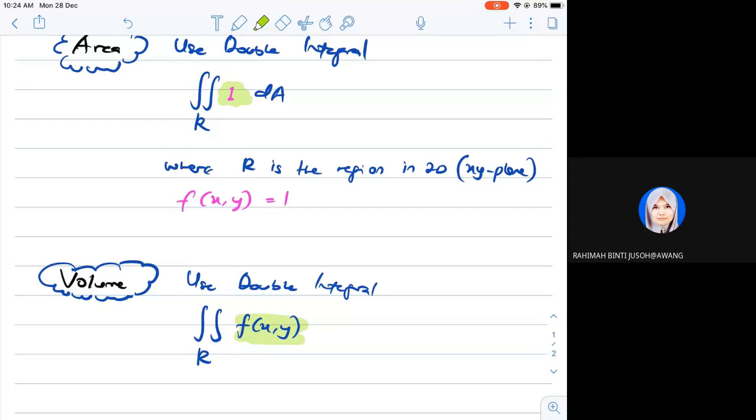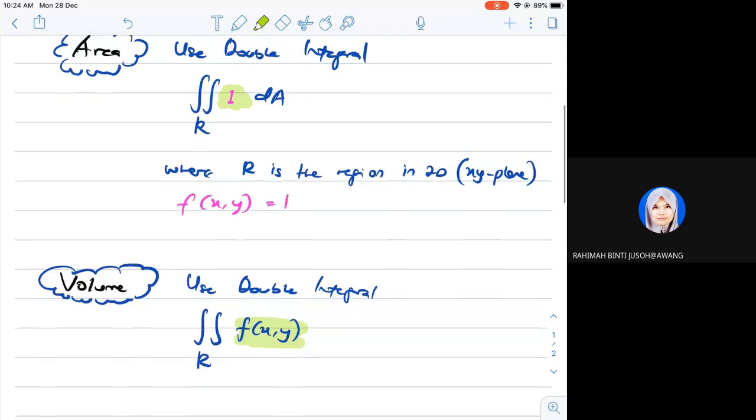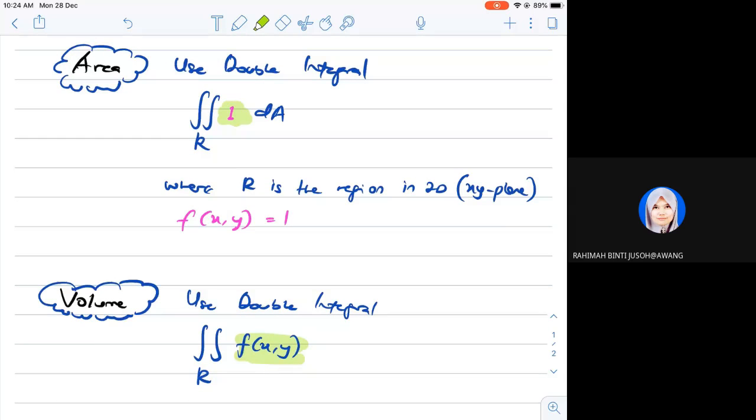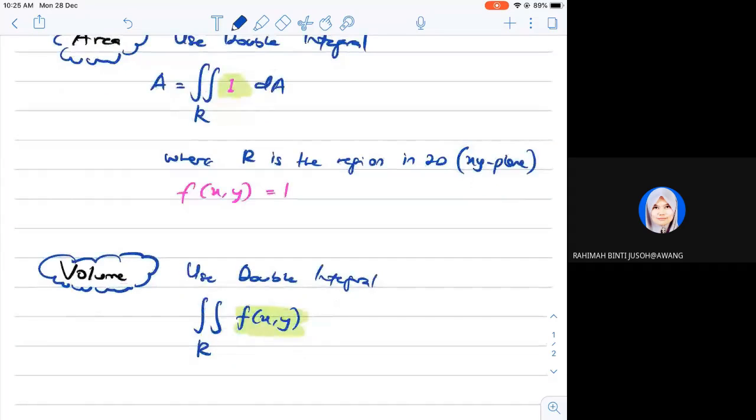If we have f(x,y) equivalent to 1, it means we calculate the area. But if we have f(x,y), if we have a function in the middle, it means we are calculating the volume. If we use a double integral and we have only one as the function, we are calculating area. But if we have a double integral and we have f(x,y) in the middle, we are calculating the volume.